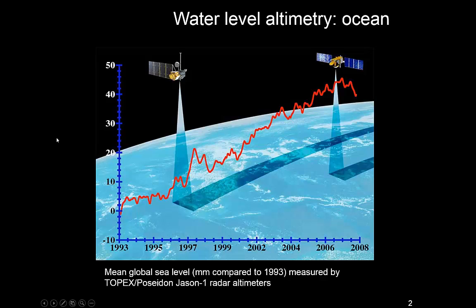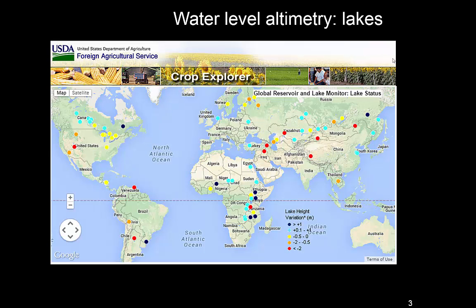Going back from 1993, we can clearly see the increase in global sea level here in millimeters, to about 50 millimeters. If I was to extend this, it would go back up again, somewhere around 50 to 60 millimeters since 1993. You can do the same thing though for inland water.